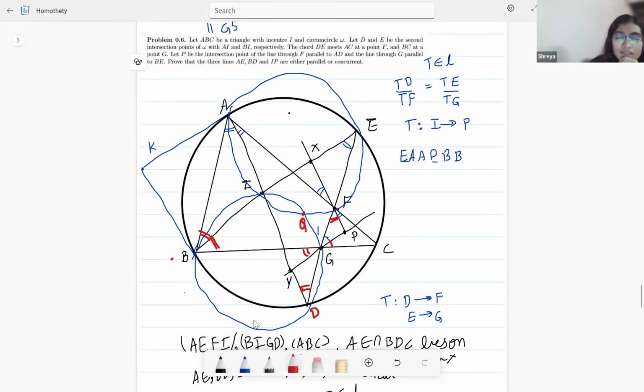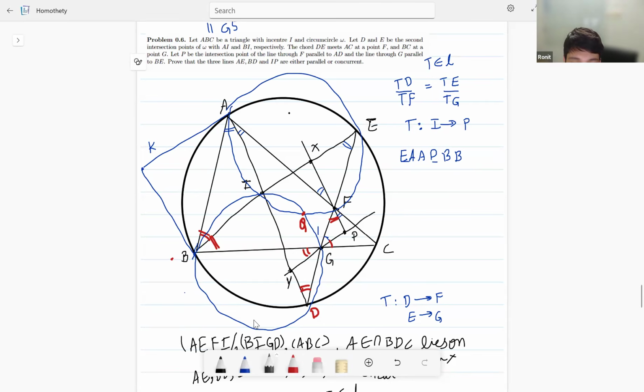So is Q the reflection of P? No, wait. We know that angle FPG is 90 plus C by half. So QFPG is cyclic, and then by angle chasing you get that IQP is collinear. If we extend IQ, we get that through cyclic quadrilaterals. So you define Q, you prove cyclicity, and you say the angles are the same, so it's just collinear.